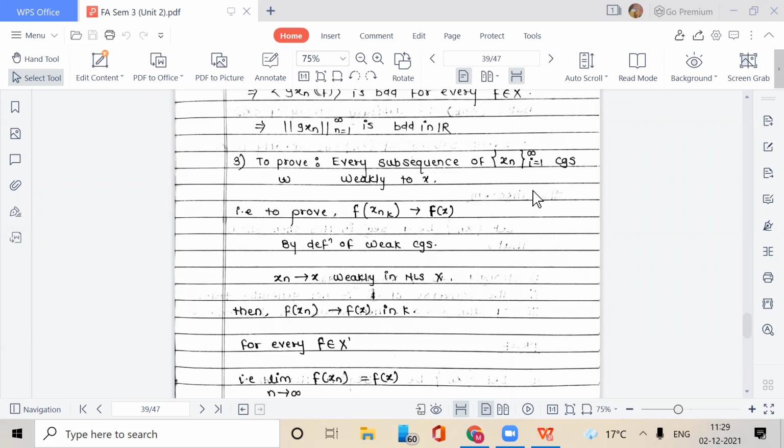Let x_n converge to x weakly in X. Because it is given in the theorem that x_n is a weakly convergent sequence, we suppose that it converges to an element x. So sequence x_n converges to x weakly in X. Therefore, the sequence f of x_n, n equal to 1 to infinity, converges to f of x in K, because images of x_n under f will lie in the scalar field, for every f belongs to X', the dual of X.